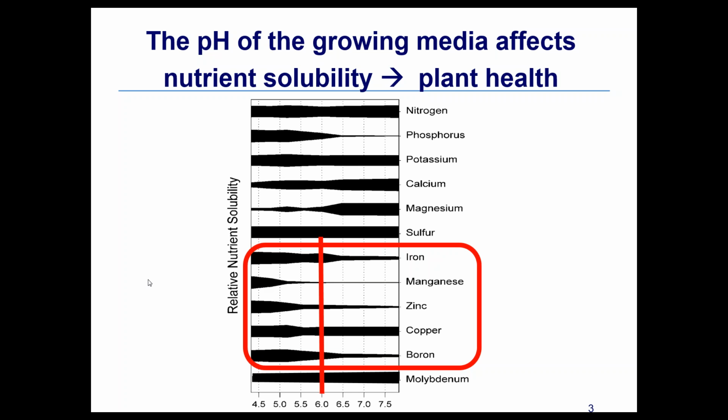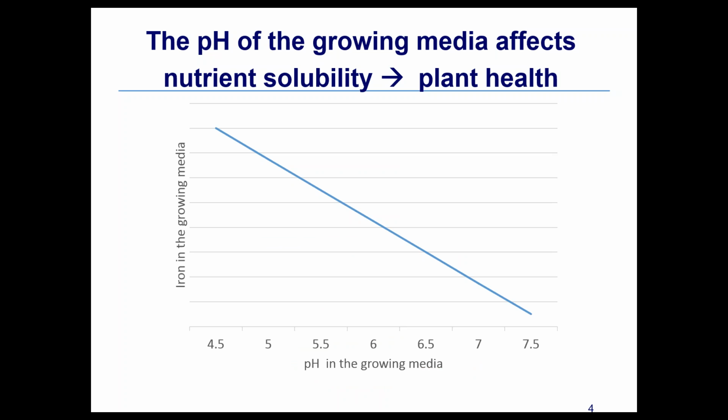We tend to draw the line at pH 6, where in general micronutrients are more available when the pH is under 6, and less available when the pH is higher. I drew this graph, which is not a real representation of how iron behaves because it's not a straight line.